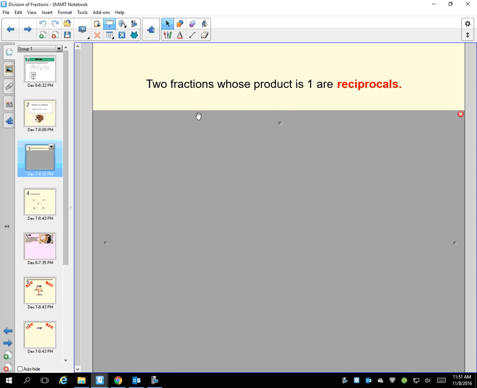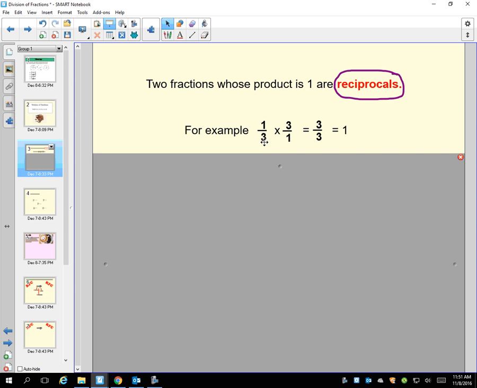Okay, so a little terminology that I want you to know before we start is this word right here, reciprocals. Two fractions whose product is 1 are reciprocals. Let's take a look at what that means. For example, 1/3 times 3 over 1 equals 3 over 3, which equals 1. 1 times 3 is 3, and 3 times 1 is 3, and so they equal 1. So two fractions, when you multiply them together, if their answer is 1, they are reciprocals. So you can see 1/3 is a reciprocal of 3 over 1.